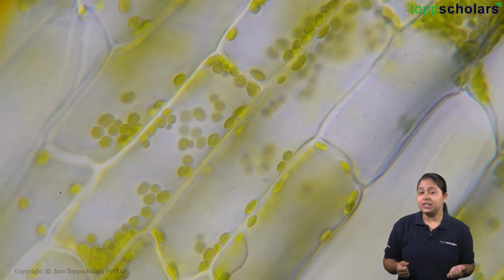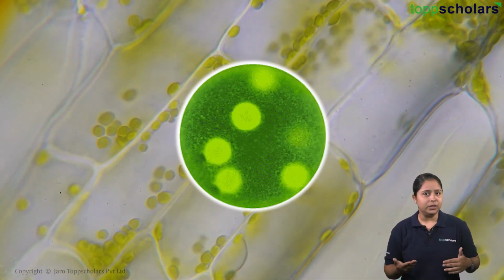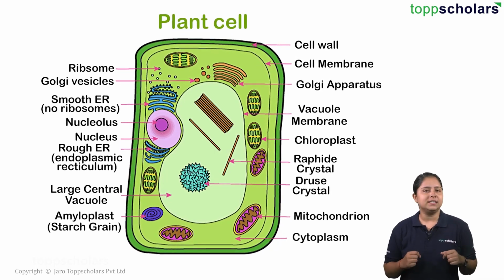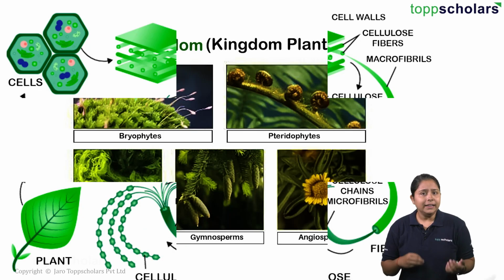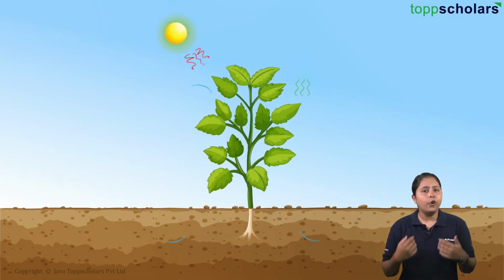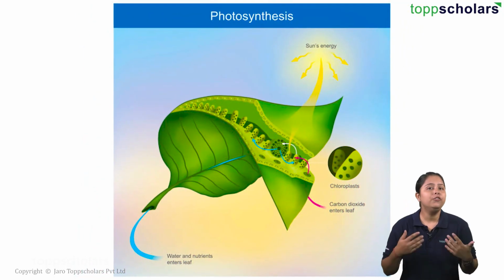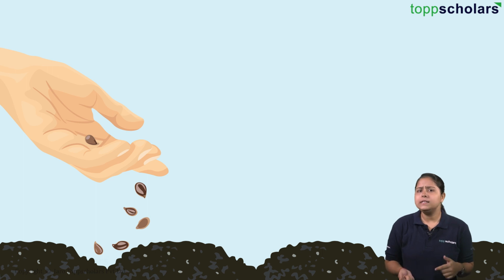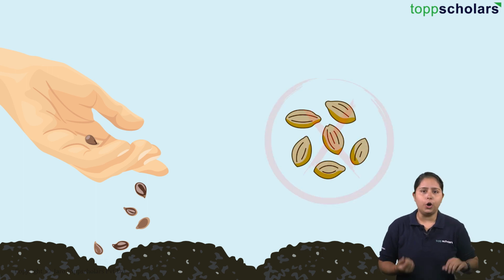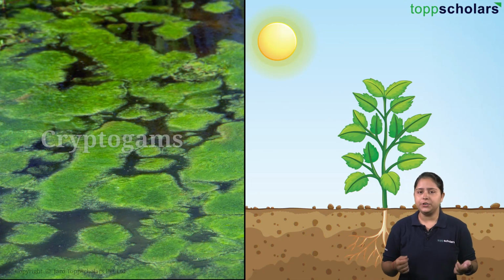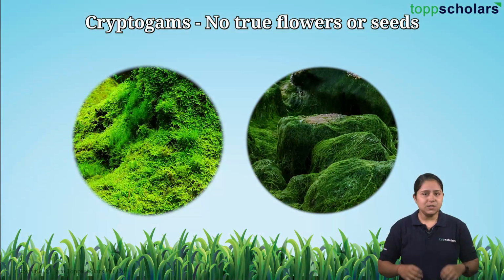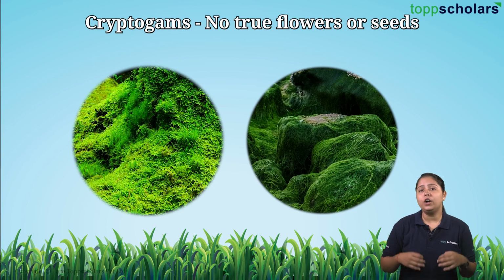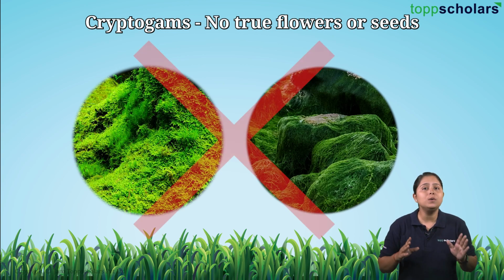By definition, plants are multicellular, eukaryotic organisms having cell walls containing cellulose in the kingdom Plantae that use photosynthesis to make their own food. Depending upon whether seeds are produced or not, plants are divided into cryptogams and phanerogams. In this video lecture, we will focus on the ones producing no seed.